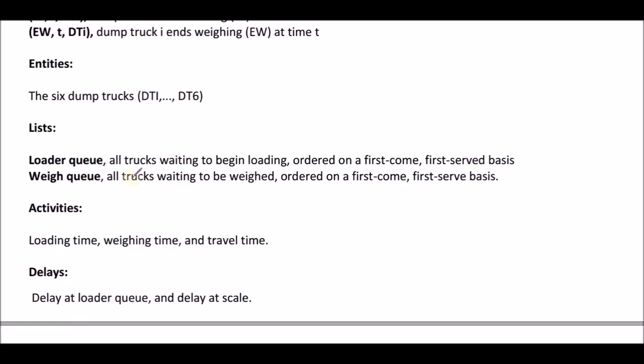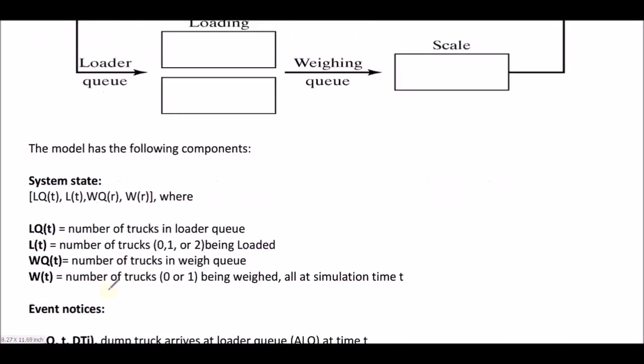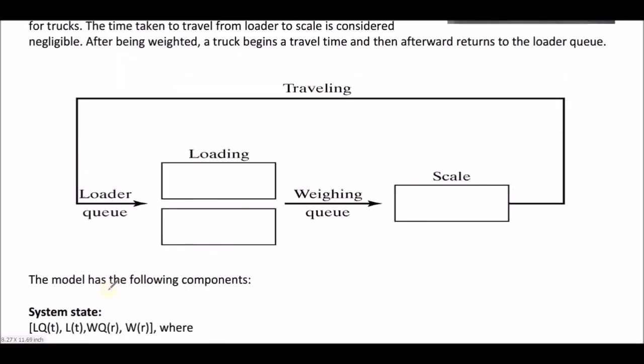Then finally we have the delays. So the delays can occur at the loader queue and the delays can occur at the scale. Generally delays are not considered in the system that we are going to be seeing, but it's just good to know that delays can happen, and if in the question they say that these are the delays that are present in the queue, then you need to take into account those time instances also. So now we know the model. We have seen this basic block diagram of how the model works. We've seen the components. Let's go into solving a problem.